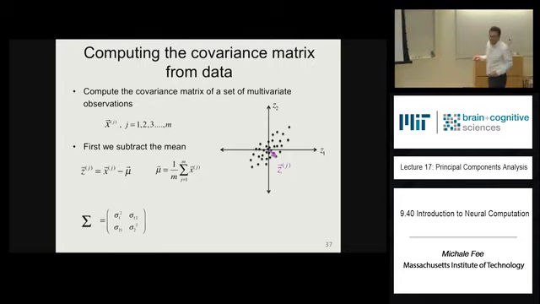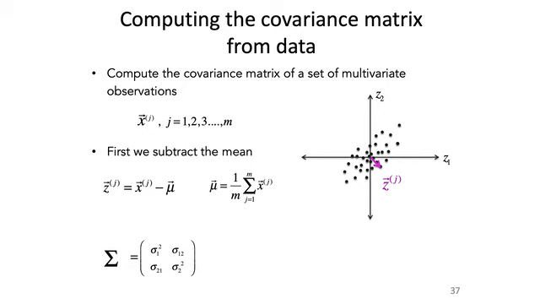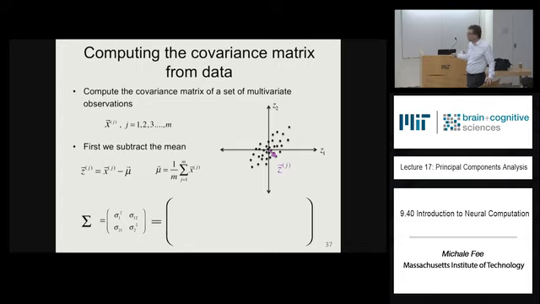Okay, now we're going to calculate this covariance matrix. Well, all we do is we find the variance in each direction and the covariances. Okay, so it's going to be a matrix in two-dimensional data. It's a 2-by-2 matrix.